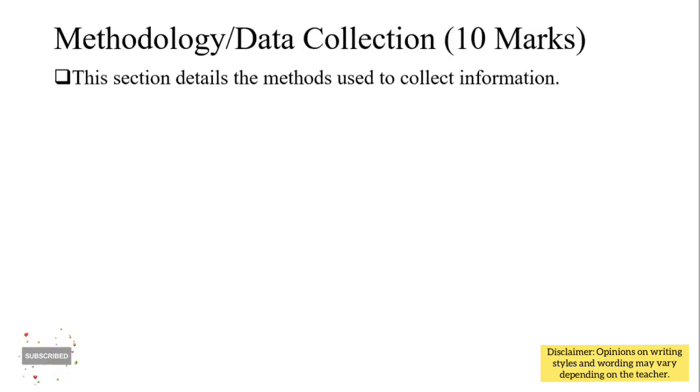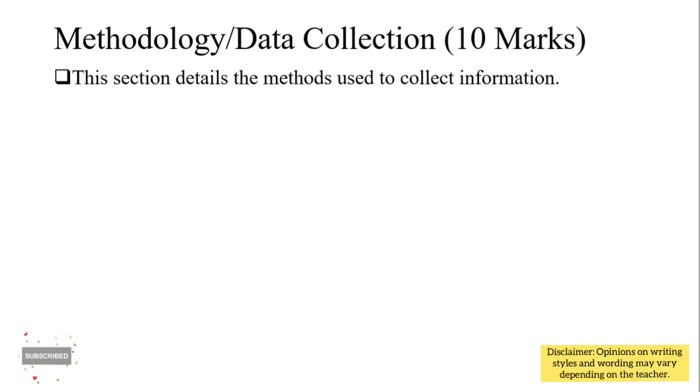Then we're going to move on to one of the big ones, right? The methodology or the data collection method. This section details the method used to collect information. You're going to need information for your research, so how you get that information is what this section talks about. You're going to state what methods you use to get the information, because you must get the information somehow, right? So this section will tell how you collect the information.